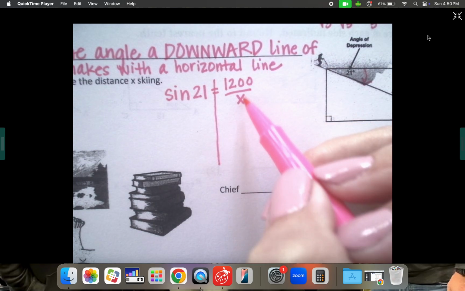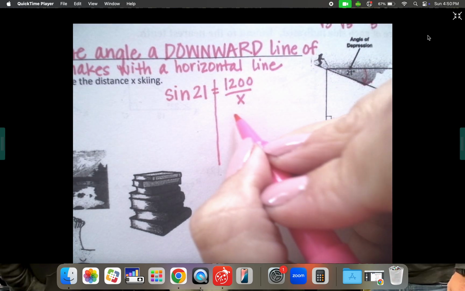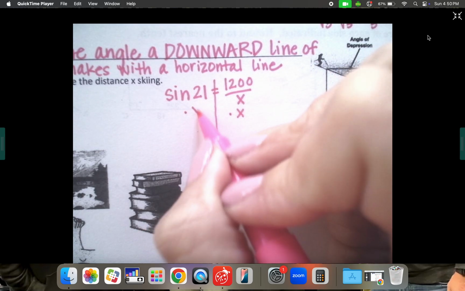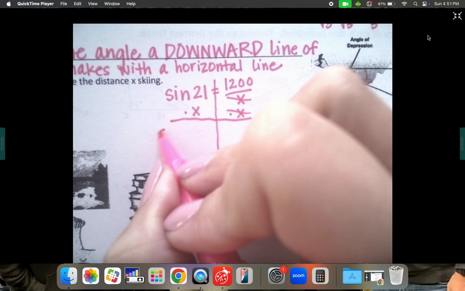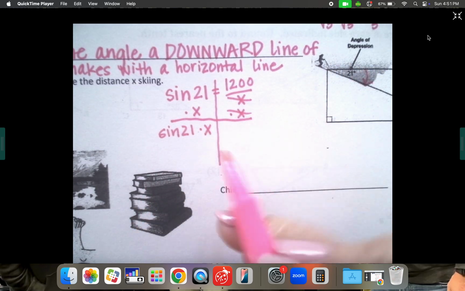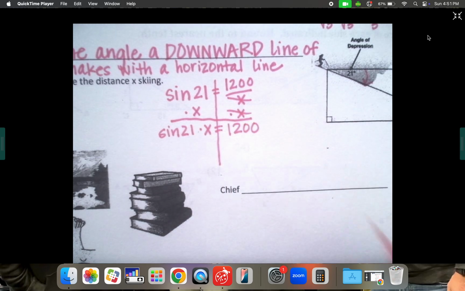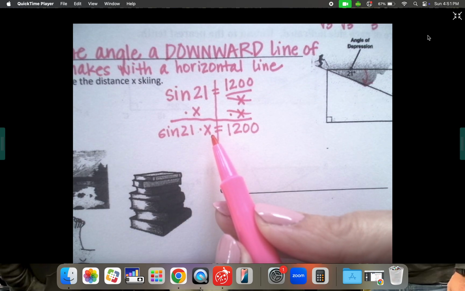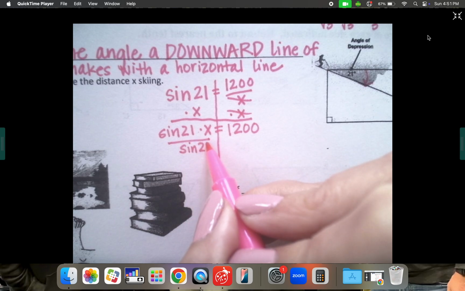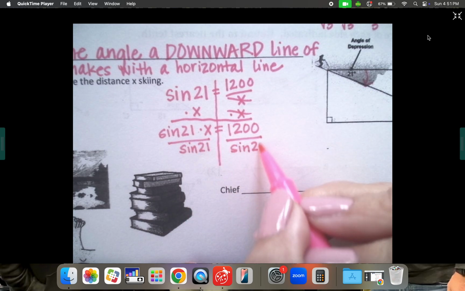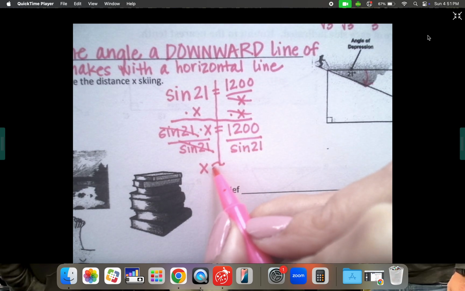So 1,200 is being divided by x, so the first thing you're going to have to do is move x. If it's being divided, you're going to do the opposite, which is multiply by x. What you do to one side, you're going to also do to the other, so that they cancel off over here. So now we've got sine of 21 times x, instead of writing them up and down, I just wrote them left to right, is equal to 1,200, so now we can solve it. These two are being multiplied, so to get x by itself, we're going to divide by sine 21 on both sides.